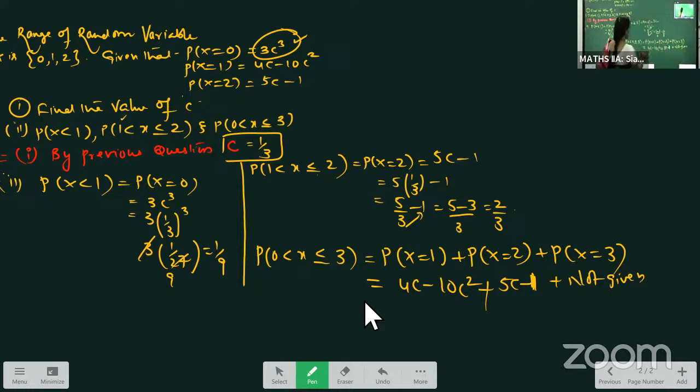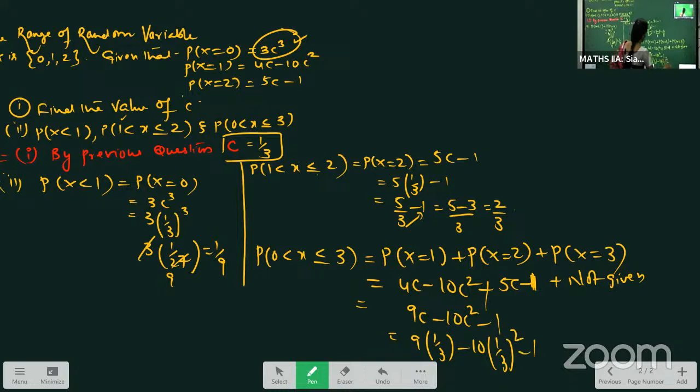Now, 4c minus this will become 9c minus 10c square minus 1. Then this is 9 into, what is the C value? 1 by 3, minus 10 into 1 by 3 square, minus 1. Then how much are you getting here? The 3s get cancelled. So 3 minus 10 by 9, and this is minus 1.